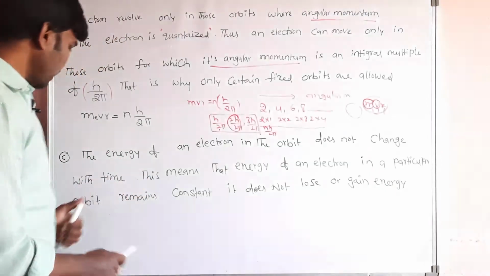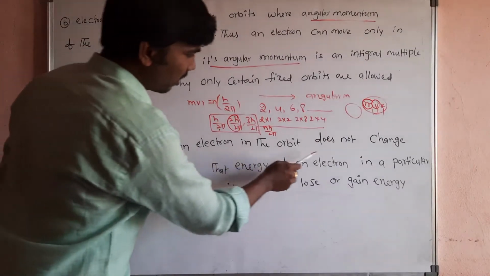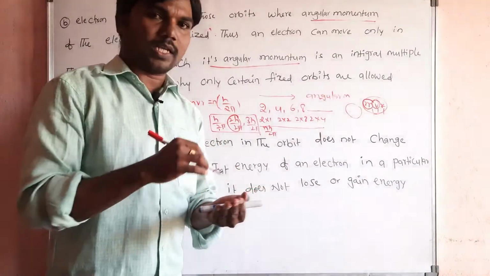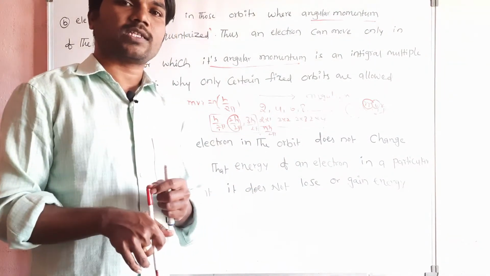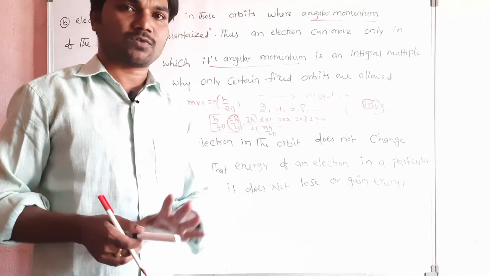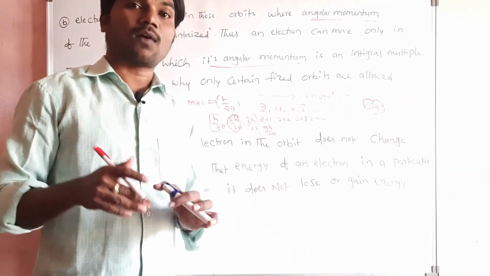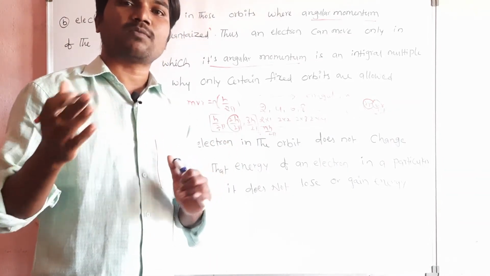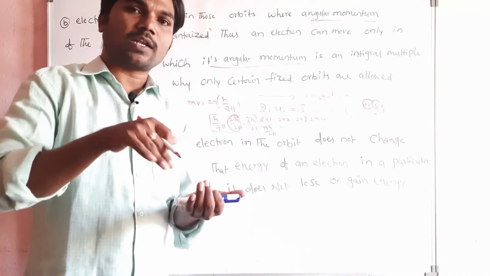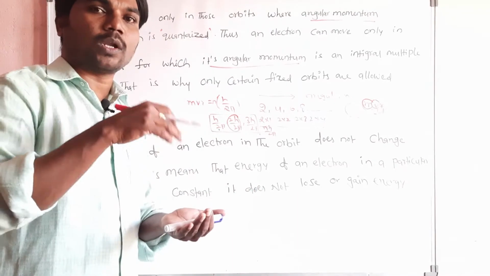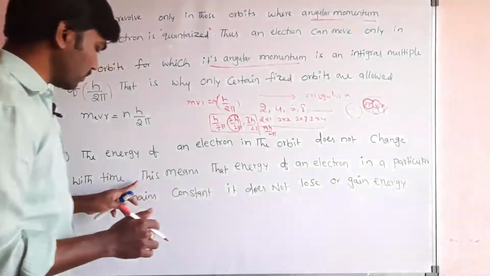Okay, so the next point is that the energy of an electron in the orbit does not change with time. Meaning when the electron is revolving in a circular path, the electron's energy does not change with respect to time. If in 1 hour the energy is 10 kilojoule per mole, after 2 hours the energy will not become 20 kilojoule per mole. So the energy will remain constant in a particular orbit. Energy will not change with respect to time.